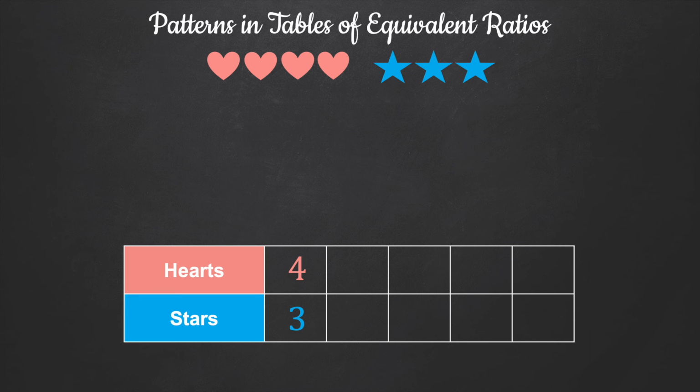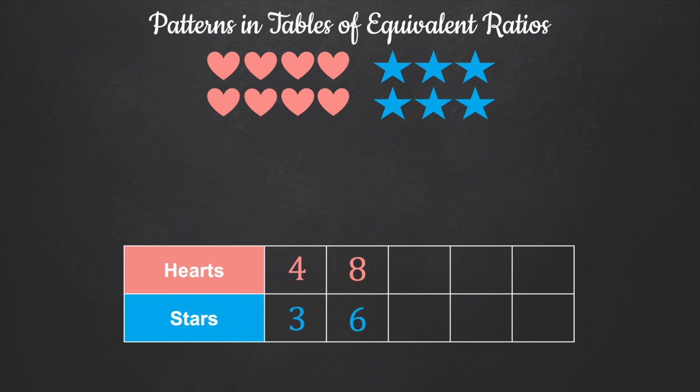Now, in order to come up with equivalent ratios, we're going to take our original ratio and double it, triple it, quadruple it, and so on. So if we take our original ratio, which is 4 hearts and 3 stars, and multiply that by 2, we end up with 8 hearts and 6 stars. So that's our first equivalent ratio.